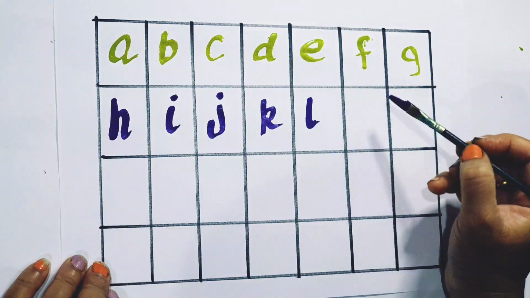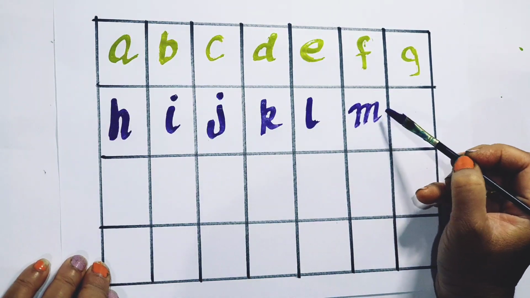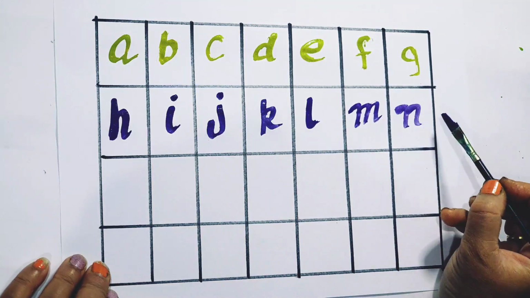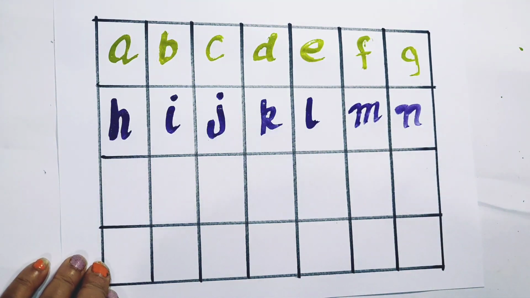L for lemon. M for mango. M for mosquito. N for nose. N for nest.